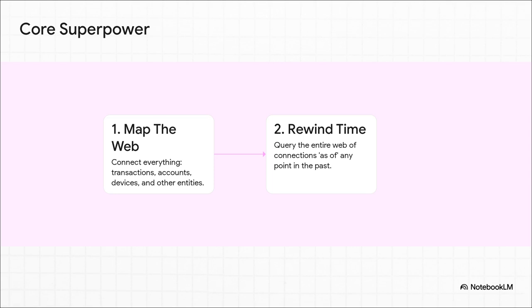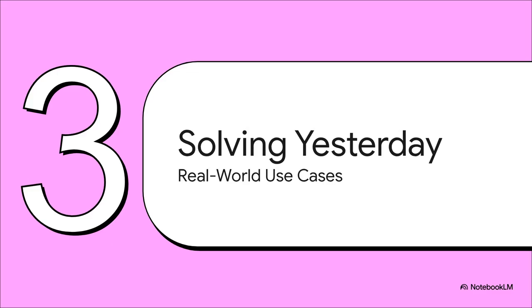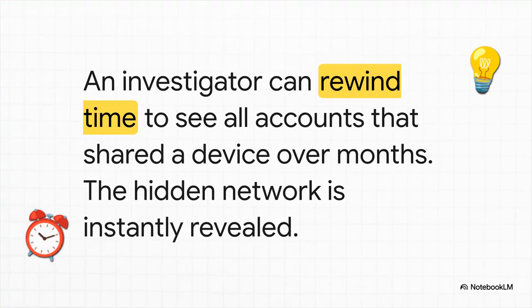So what's its core superpower? Well, it's a simple two-step knockout. First, it maps out that whole web of connections. But second, and this is the real magic trick, it lets you rewind time. You can ask your data questions as of any moment in the past and see the world exactly as it was back then. Now, this all sounds pretty powerful in theory, but how does it actually change things in the real world? Let's take a look at how this data time machine is solving problems that we used to think were impossible.